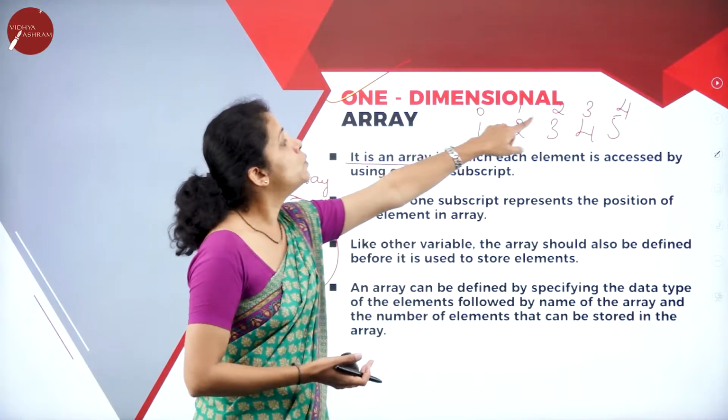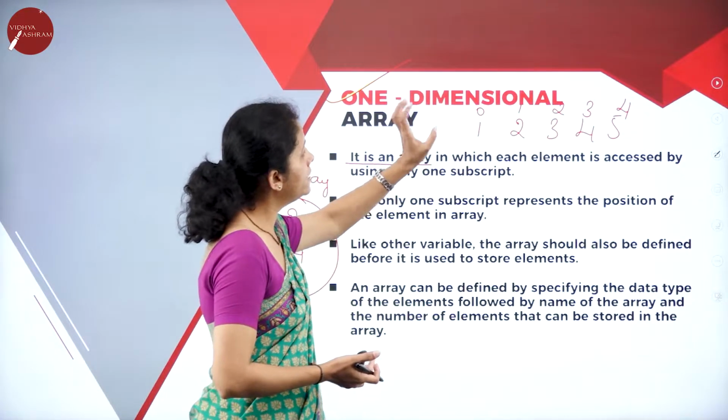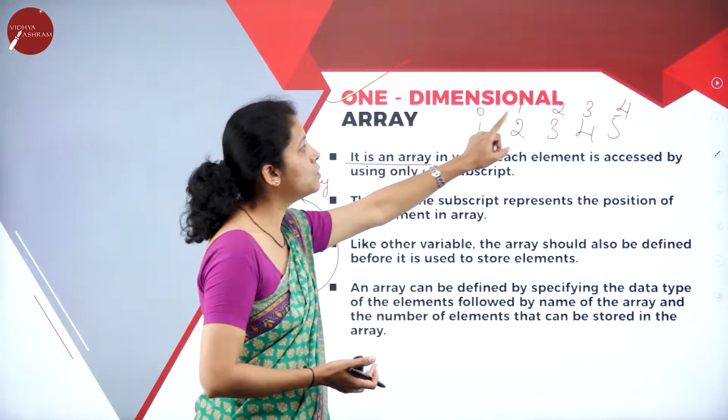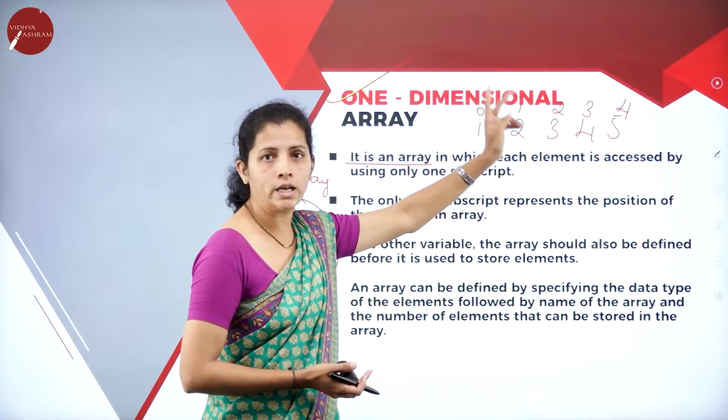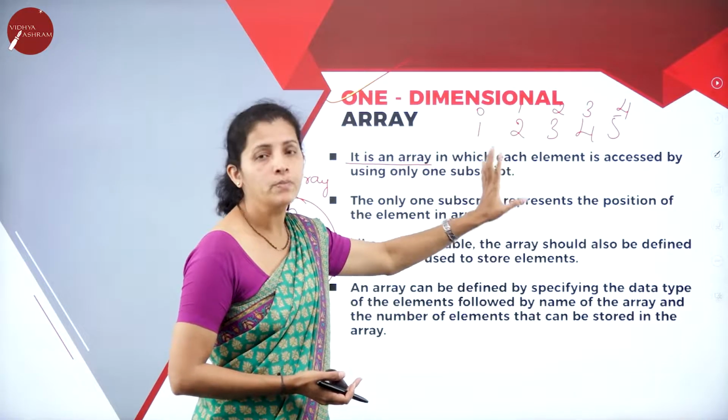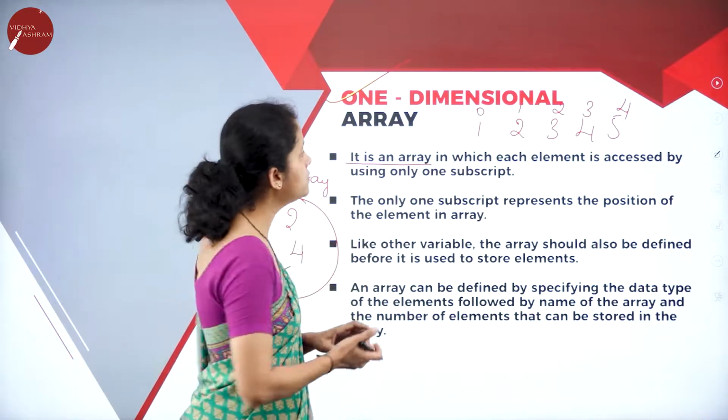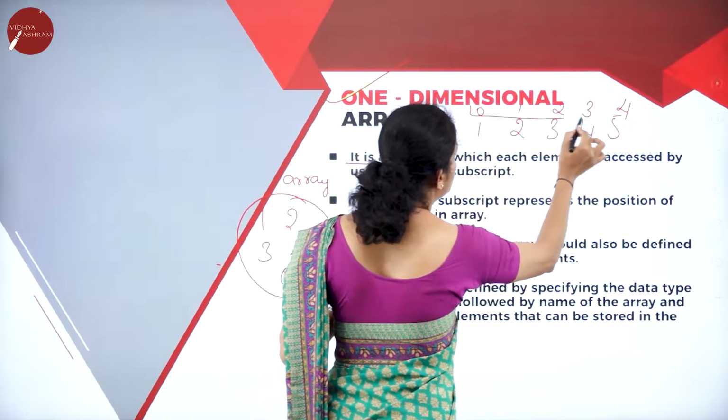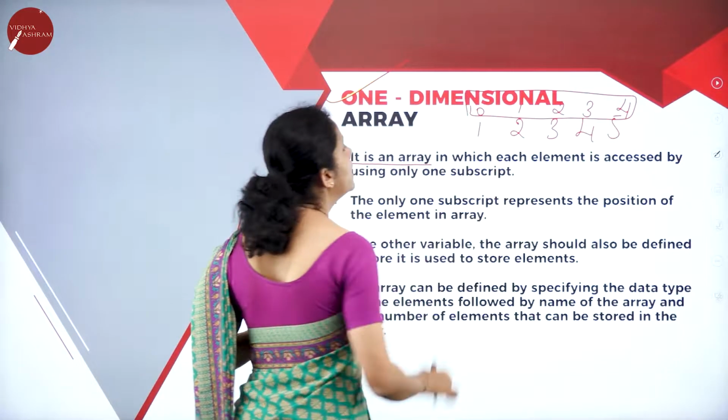Here I'm having only one index. And what is the index? It is going to start from 0 and go to n minus 1. So what is n here? That's nothing but 5. 5 minus 1, it is 4. And this is my index or indices.